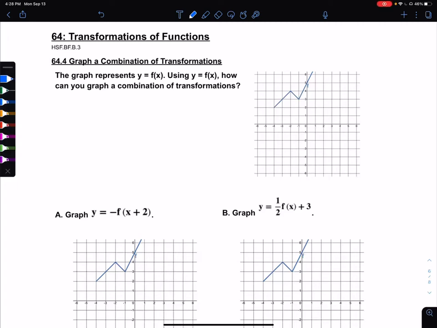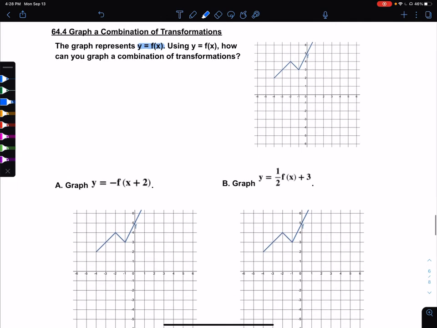In this video, I want to look at topic 64, example 4, where we graph a combination of transformations. So the graph represents y equals f of x. This is the one that's already been graphed in blue. And using y equals f of x, how can you graph a combination of transformations?